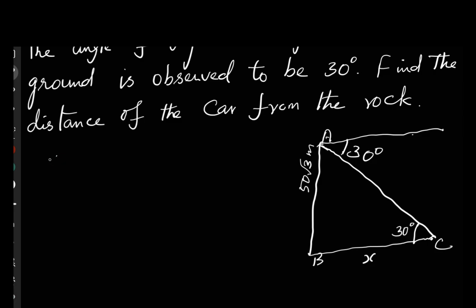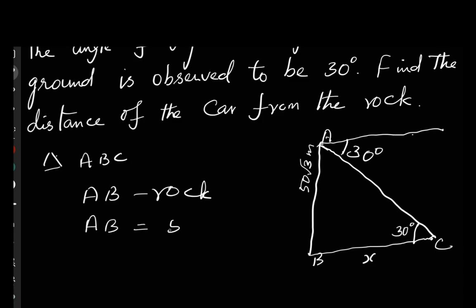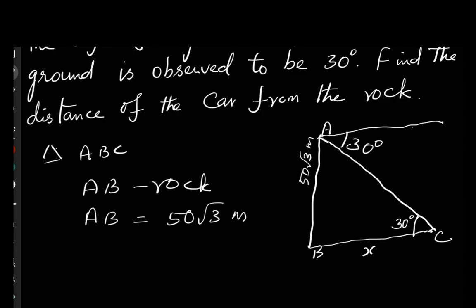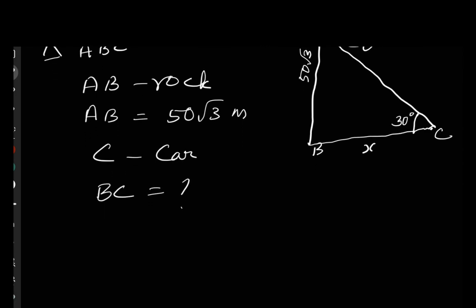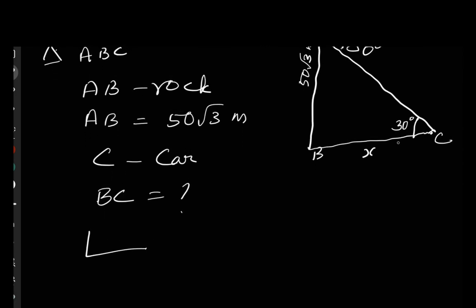So we have the triangle ABC. AB is the rock and its height is given as 50√3 meter. And C is the position of the car. So you have to find BC, the distance of the car from the rock. Here in triangle ABC, angle C is 30 degree. You write the remaining letters here, A and B. So I have to find X.